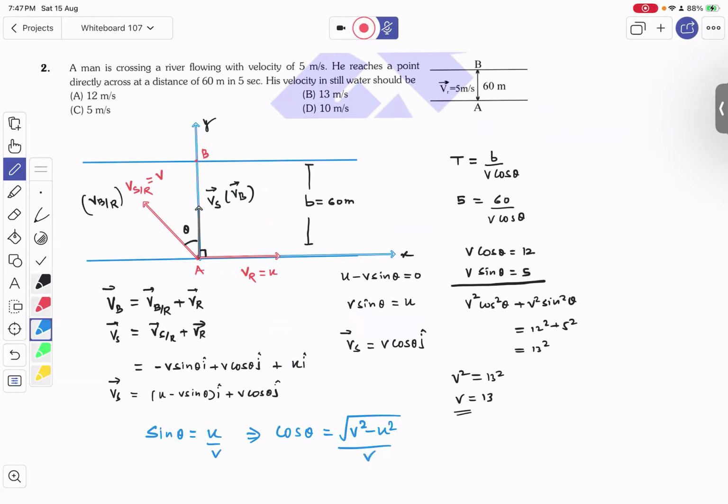So for the time to cross the river, we can use this direct result also: that is b by root over v squared minus u squared. So t is given, v is given, u is given, and v is the thing we have to find out. So we can use this result also. I hope this example is clear to everyone. Clear, no?